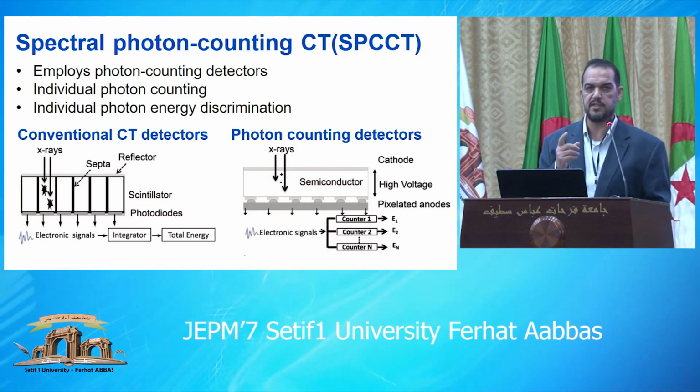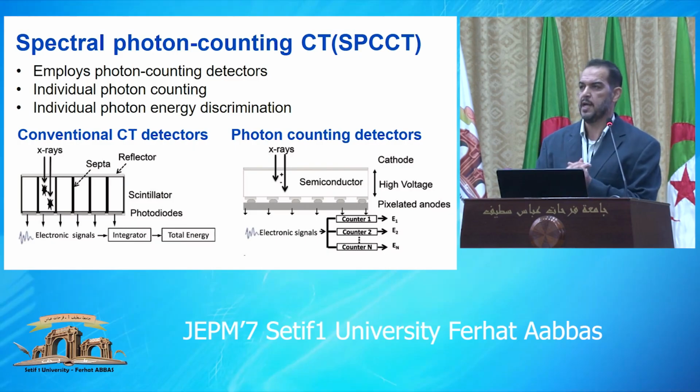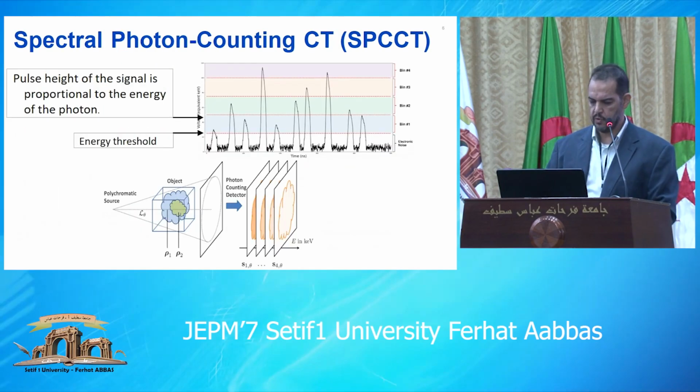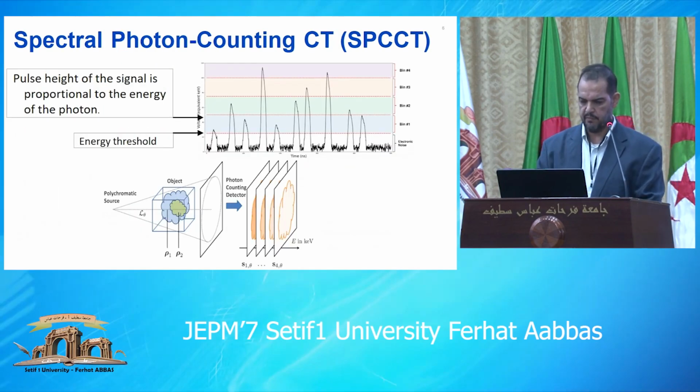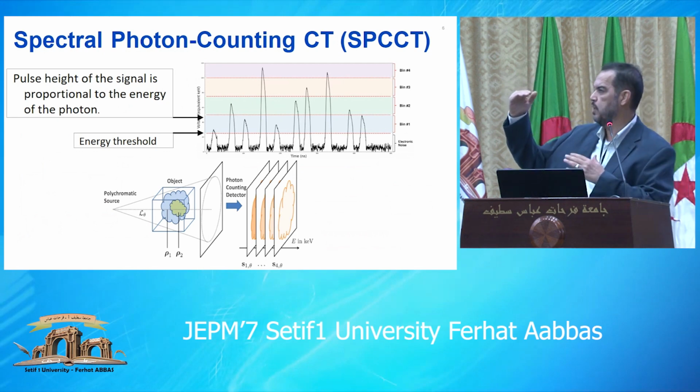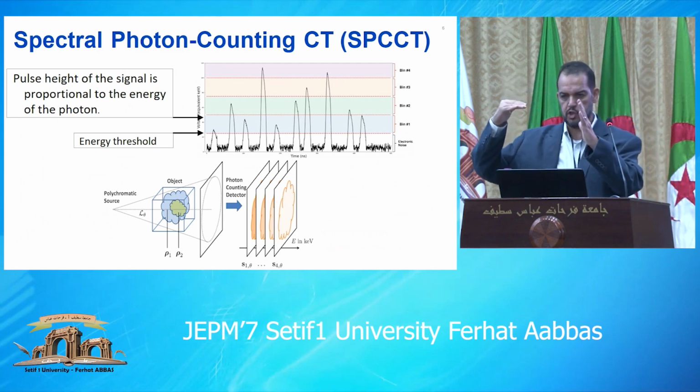So every photon that is detected by a certain pixel, the signal is proportional to the energy. So we have energy discrimination, and in the electronics we can put thresholds. This is, for example, the signal that is detected for every photon, and the height, or the strength, of the signal is proportional to the energy of the photon. So with the electronics, you can put different thresholds and detect only the photons that are above a certain threshold.